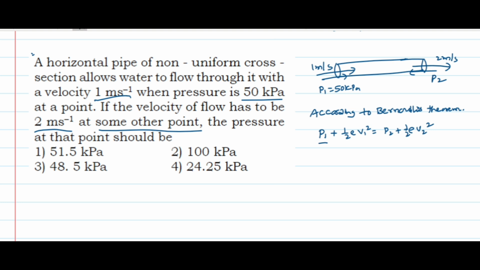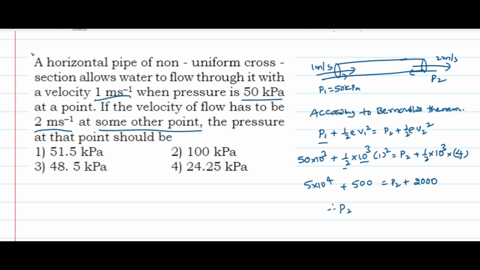Now here initial pressure is given as 50 kilopascal, so you can take 50 into 10 power 3 plus half into rho, the density of water, 10 power 3 into 1 square, which will be equal to P2 plus half into 10 power 3 into V2 square. V2 is given as 2 meter per second, 2 square is 4. Now this will be 5 into 10 power 4 plus 500, which will be equal to P2 plus 1000 by 2, that is 500, into 4, which is 2000.